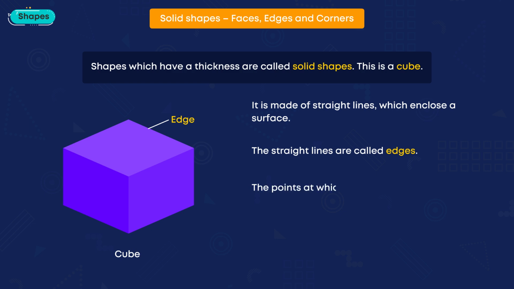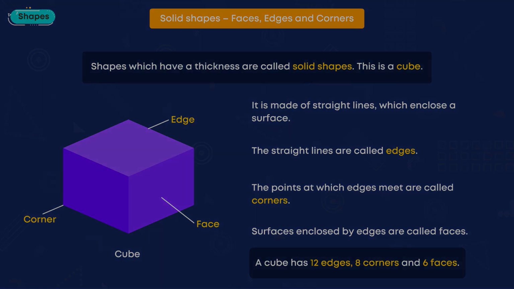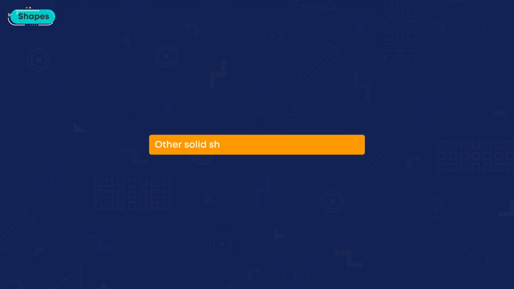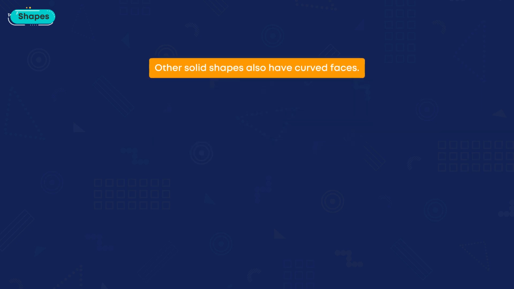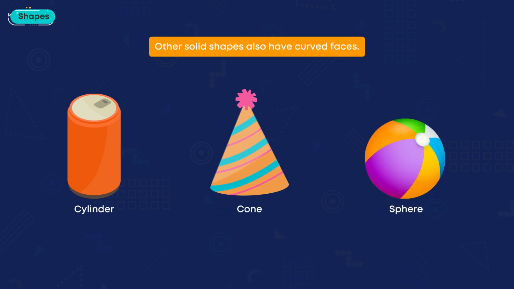The points at which edges meet are called corners. Surfaces enclosed by edges are called faces. A cube has 12 edges, 8 corners, and 6 faces. Other solid shapes also have curved faces. Cylinder, cone, sphere.